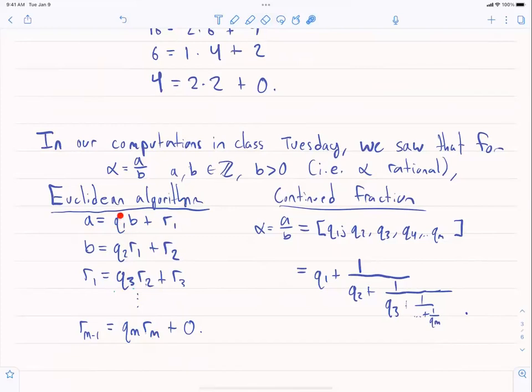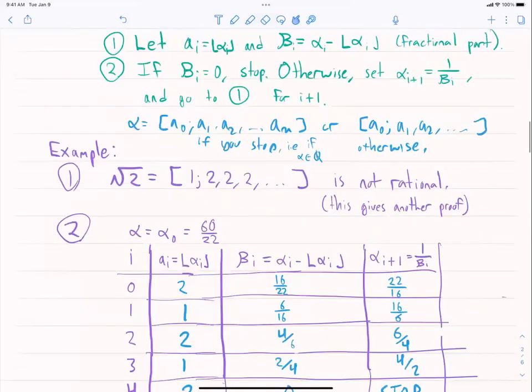But then if you look at these Q's that are appearing, those give you the continued fraction expansion. So just like in this case of 60 over 22, this happens generally, and it's all because they're really the same computation, just written different ways. Okay, and that's actually how you prove the first part of this theorem.